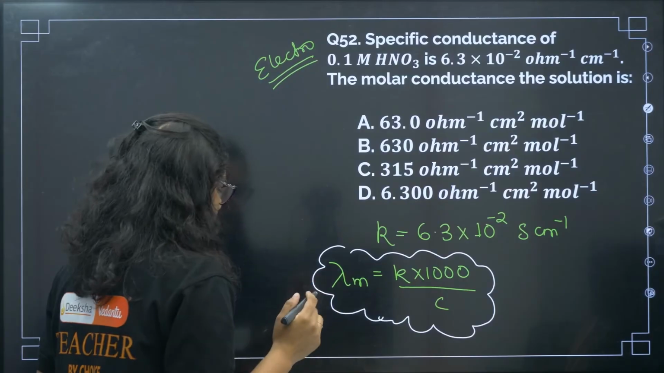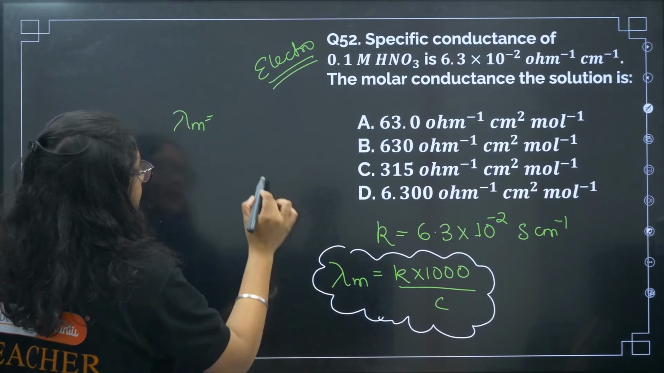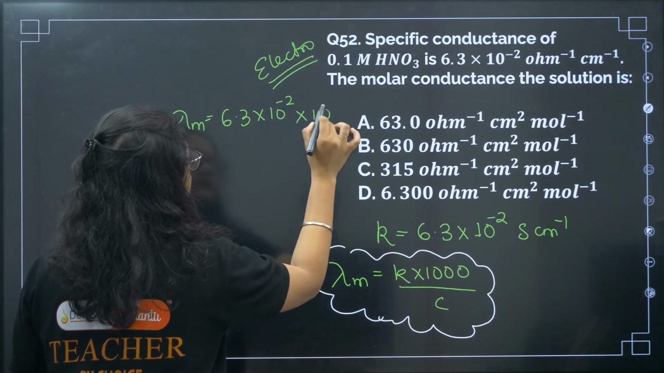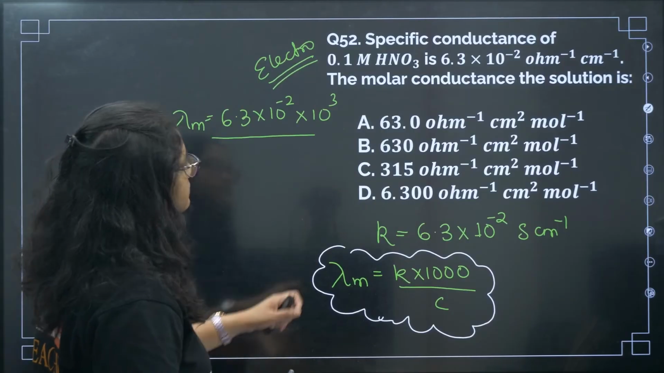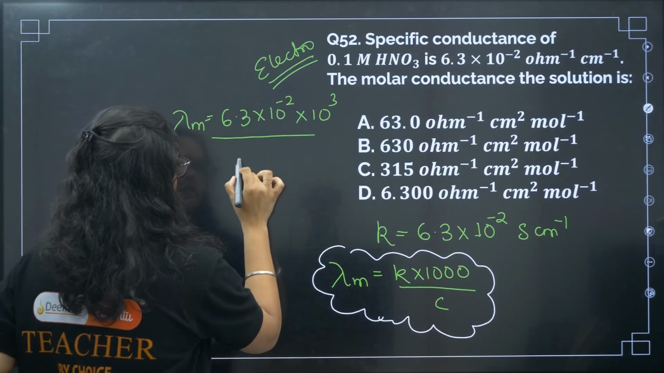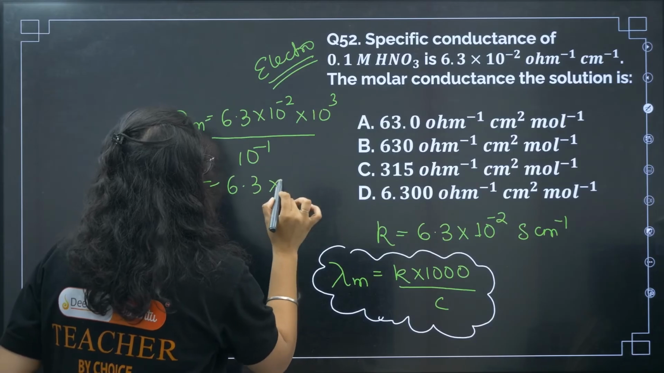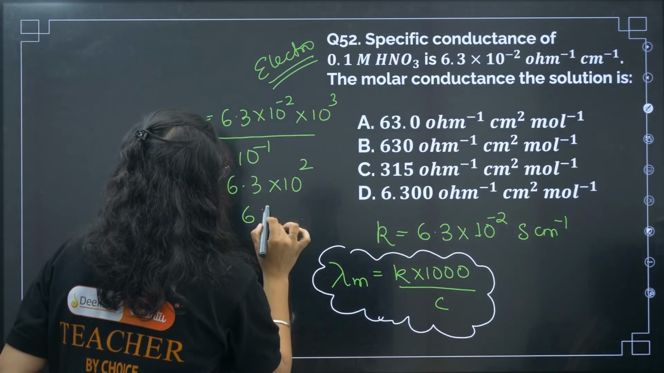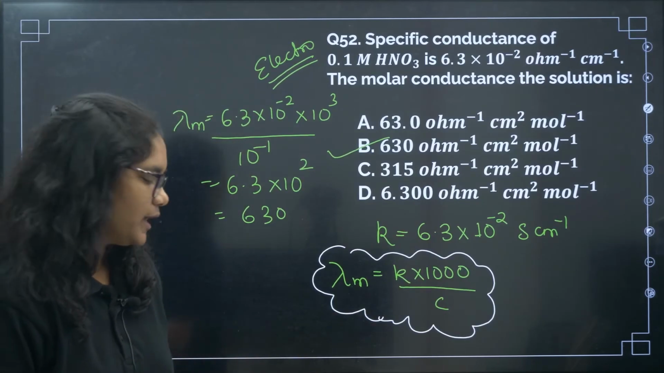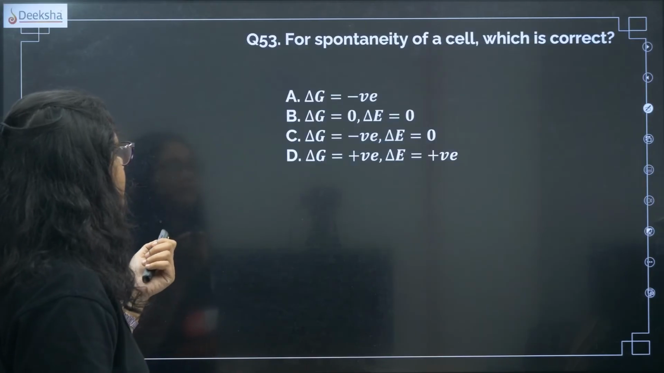Now you can substitute the data here. We need to find molar conductance. So kappa value is 6.3 × 10^-2 × 1000, right? And the concentration is 10^-1. So this is 10 to the power of 1. So I'll get 10^2, that is 630. So the correct answer for this question will be option number B. Okay. Again, a very easy question. So let us see the next question here. That is question number 53.